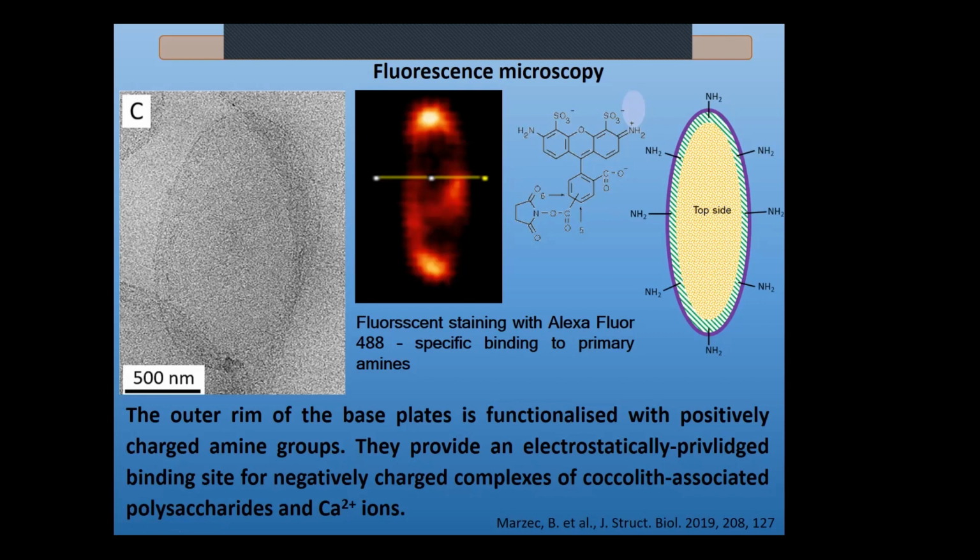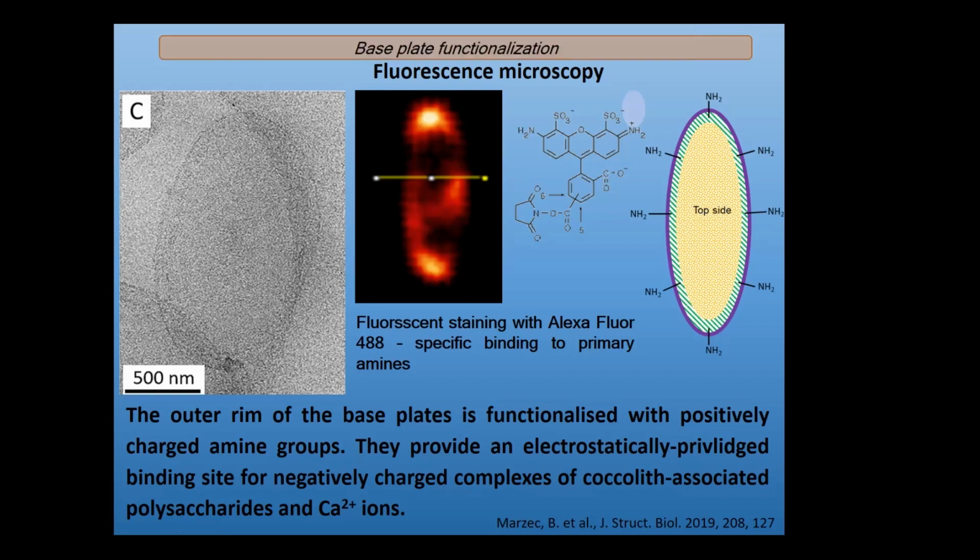So just to conclude this bit, what we could show here is that the rim of the base plate is functionalized with positively charged amine groups. They provide positive charges that can attract negatively charged polysaccharides. Whether it's the only mechanism responsible for the binding of the polysaccharide, not going back to in vivo, it may not be the only one, but it's certainly, we don't need any specificity.